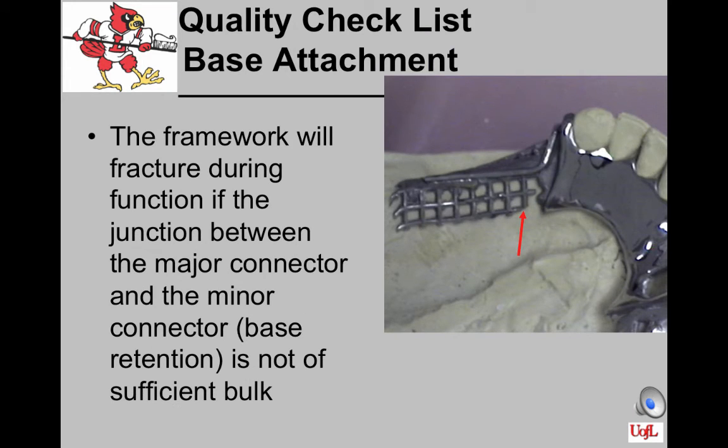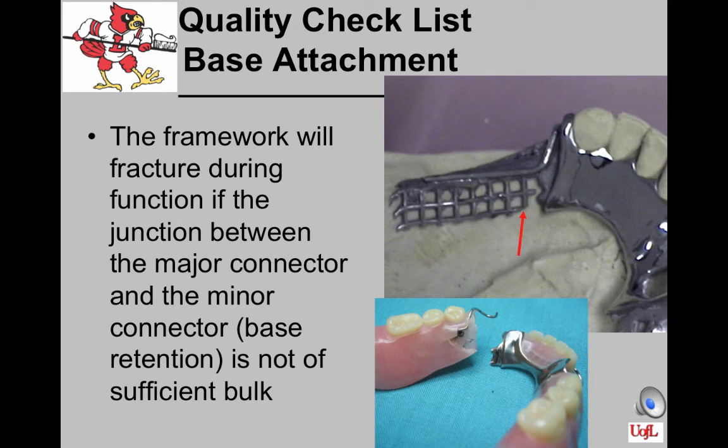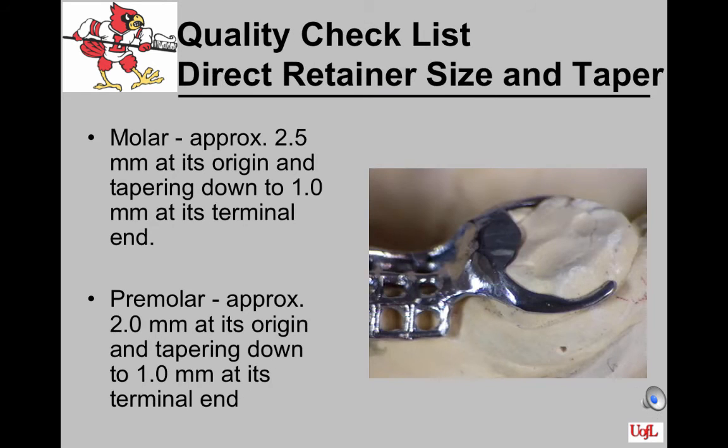Check the base attachment. The framework will fracture during function if the junction between the major connector and the minor connector or the base attachment is not of sufficient bulk and quantity. The direct retainer size and taper should be checked. A molar is approximately 2.5 millimeters at its origin and tapers down to 1 millimeter at the terminal end. The premolar is approximately 2 millimeters at its origin and tapers down to 1 millimeter at its terminal end.